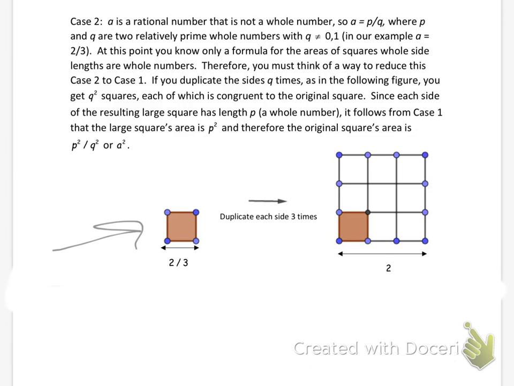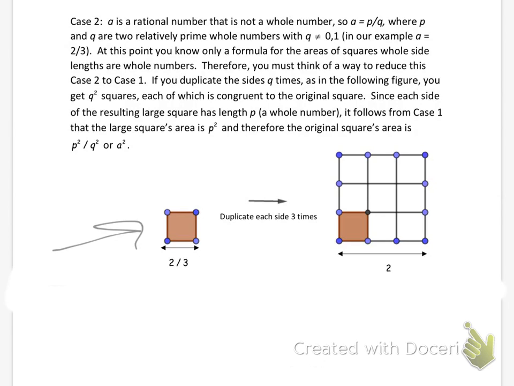At this point, you only know a formula for the areas of squares whose side lengths are whole numbers. Therefore, you must think of a way to reduce case 2 to case 1 if we're going to apply the theorem we just learned. If you duplicate the sides q times, as in the following figure, you get q squared squares, each of which is congruent to the original square.